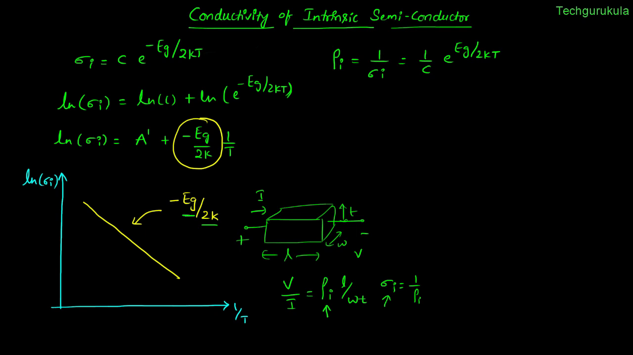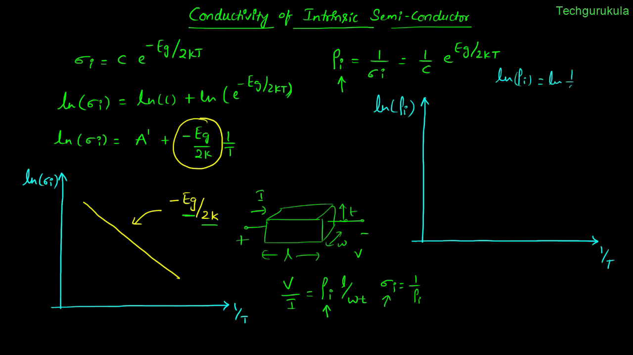Now similarly, if you try to plot for the resistivity of intrinsic semiconductor, where I'm taking the x-axis to be 1 over T and the y-axis to be ln of rho i, we can write ln of rho i is equal to ln of 1 over C, which would be a constant, plus Eg over 2k times 1 over T. Now if we try to plot this graph, it would look something like this, where the slope of this function would be equal to Eg over 2k. And again, instead of plotting the ln of conductivity, we can plot ln of rho i, and we can find the slope of it, from which we can find the energy band gap of the semiconductor.